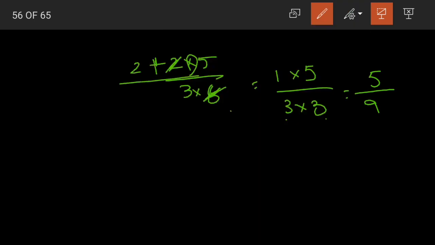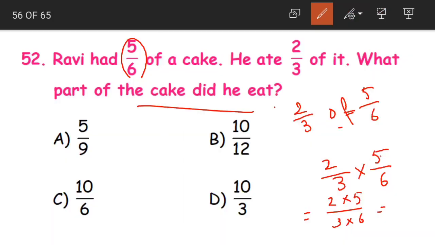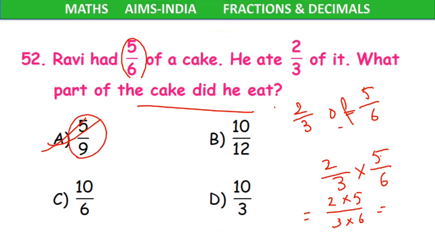2 plus 2 into 5, then I cannot cancel here 2 and 6, children. Understood? Because there is an addition sign as well. We can do this type of cancellation only when there are multiplication signs in both the numerator and the denominator. But what is the final answer here? 5 by 9. Option A, 5 by 9. Ravi ate 5 by 9 of the cake.